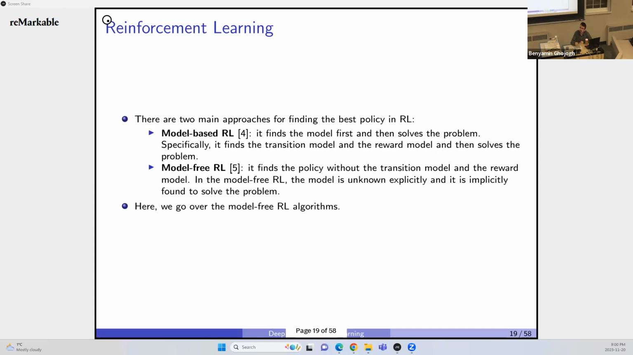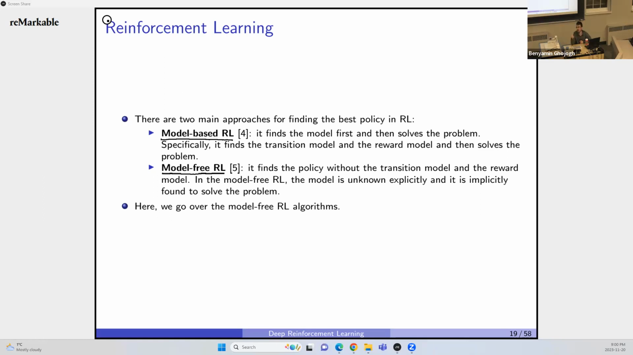We have two types of RL in the literature, model-based RL and model-free RL. Model-based RL finds a transition model, so it becomes like a Markov decision process and then solves that. But model-free RL says that I don't care about a transition model. I assume my transition model is implicit, and I solve it. Usually in the literature, when we say RL, by default we mean model-free RL.